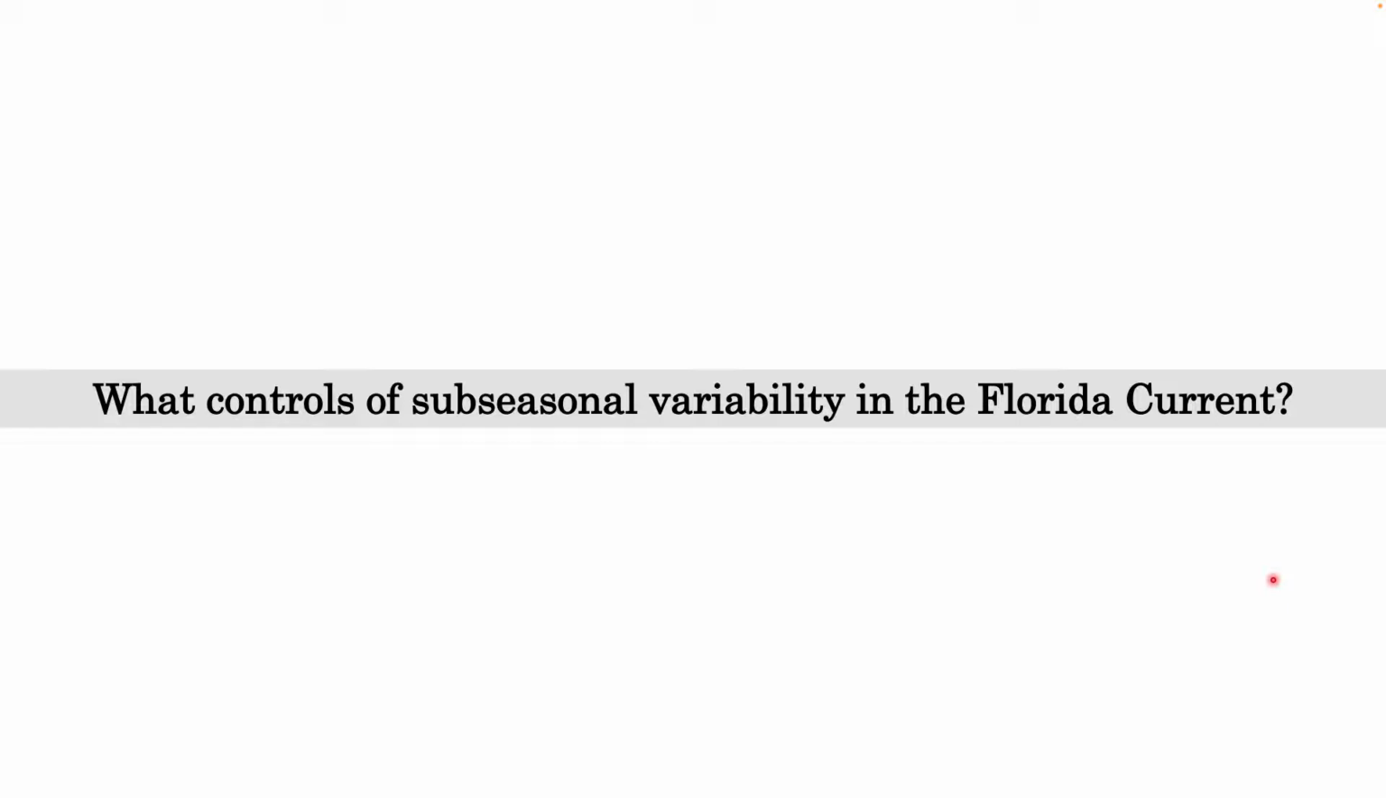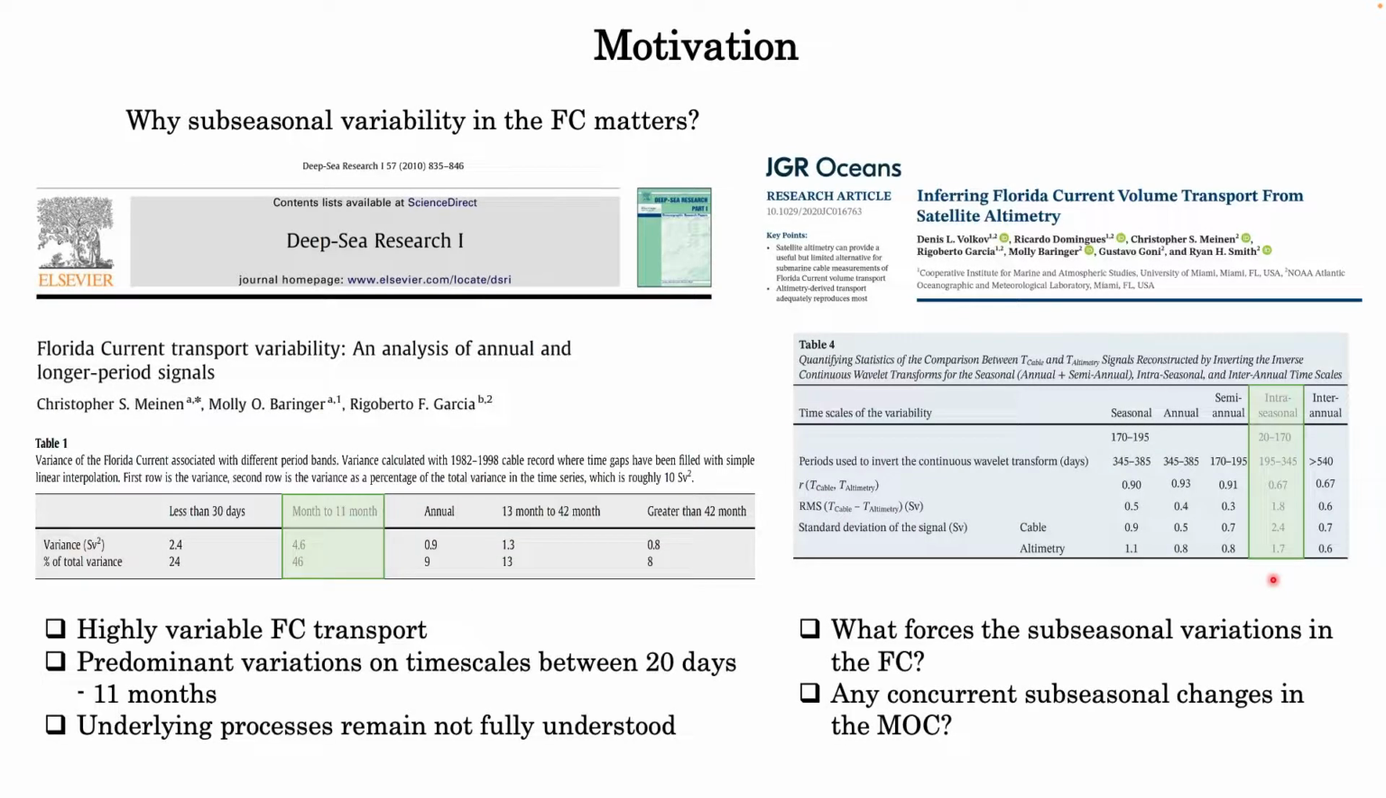So what about the processes that control the subseasonal variation of the Florida Current? The subseasonal period band is linking the weather scale to the climate scales. In principle, the subseasonal variation in the Florida Current transport is quite robust. For example, a paper by Meinen et al. 2010 shows that about 50% of the total variance of the transport is attributable to processes with timescales between 1 month and 11 months.